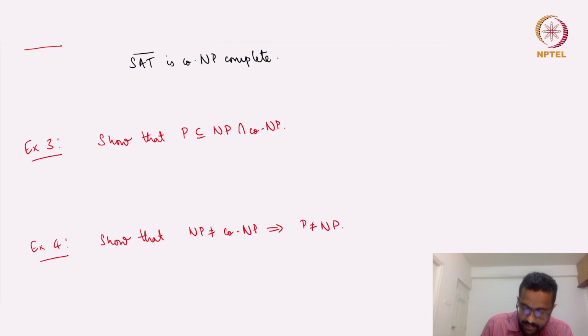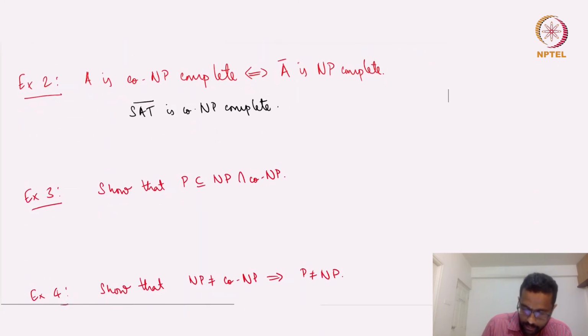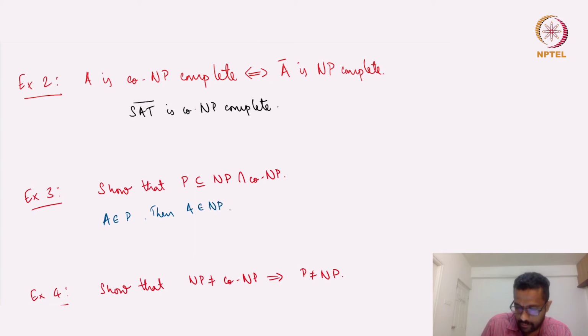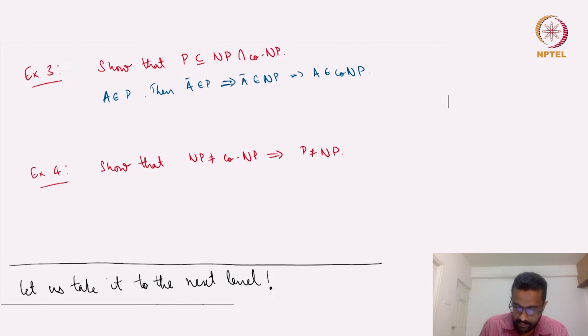Another, slightly long-winded way to see it is: if A is in P, then A is in NP. Also, A complement is in P, because if a language is polynomial time, then the complement is also polynomial time, you just flip the output. This means that A complement is in NP, because P is contained in NP, which means that A is in co-NP. This is another way to see the same thing. Again, I have written down the answer for you.